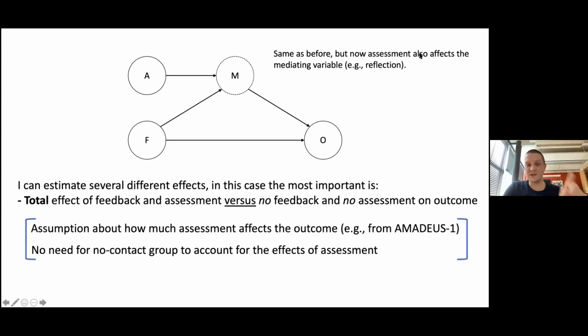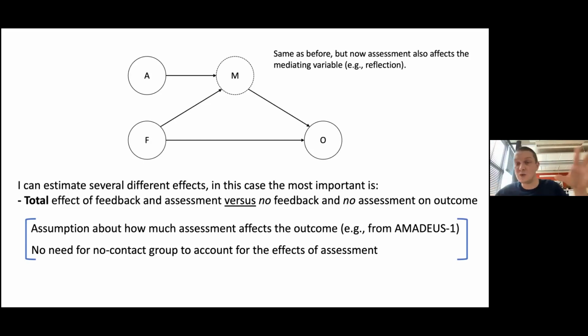It will require some assumptions about how much assessment affects the outcome. We know that. We could use data from a previous study. In this case, we actually have data on it in the Amadeus study. But if you don't, you could always use a mean and a confidence interval that you find in another paper. You could use that as a basis for assuming how much assessment actually affects the outcome.